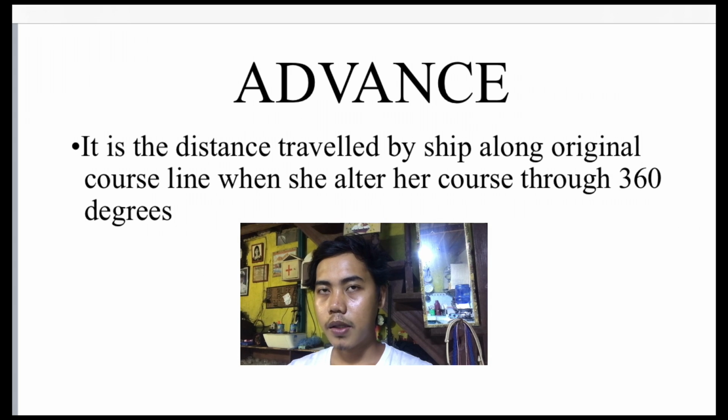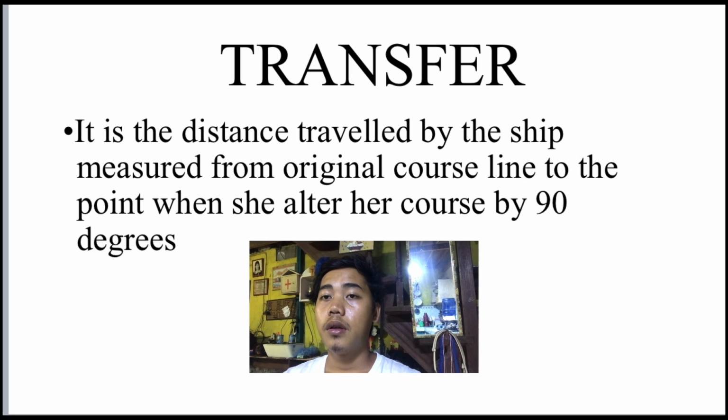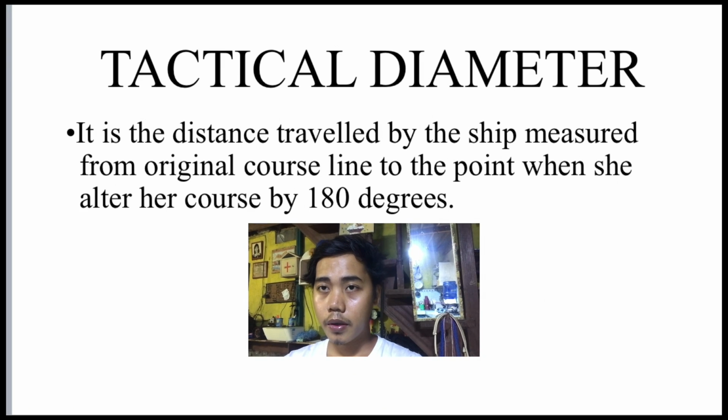Second, advance. It is the distance traveled by the ship along the original course line when she alters her course through 360 degrees. The third is transfer. It is the distance traveled by the ship measured from the original course line to the point when she alters her course by 90 degrees.